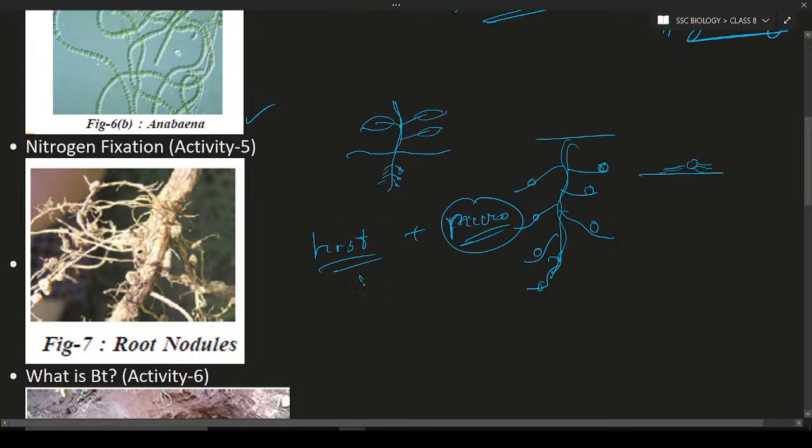Here the host is providing food, water, and also shelter to the microorganisms, and in return the microorganism is providing nutrients. For example, ammonia compounds: the usable form of nitrogen is provided by the bacteria to the plant. It means the plant is getting benefited and the microorganism is also getting benefited. If both partners are benefited, that is known as symbiosis. This is about activity 5.